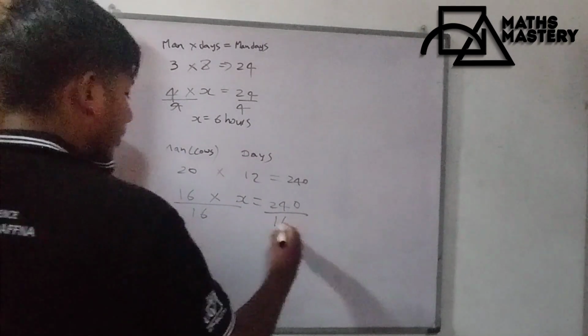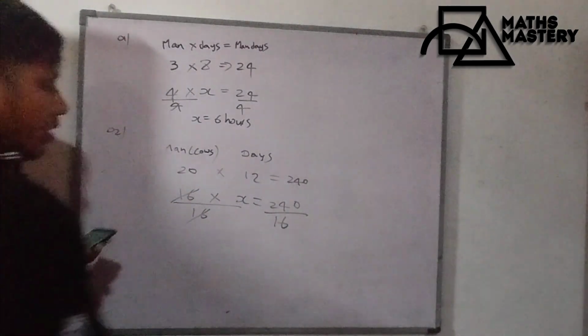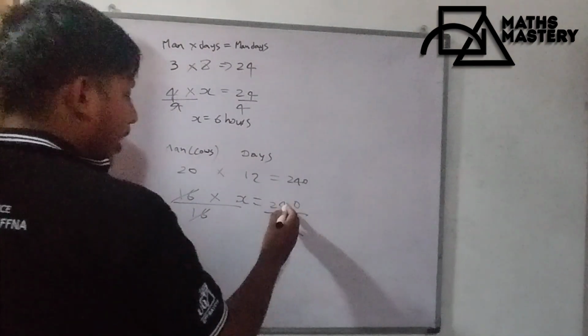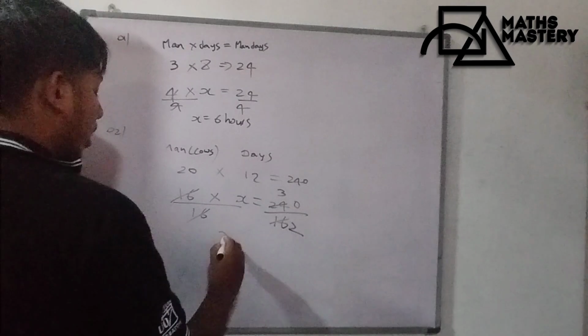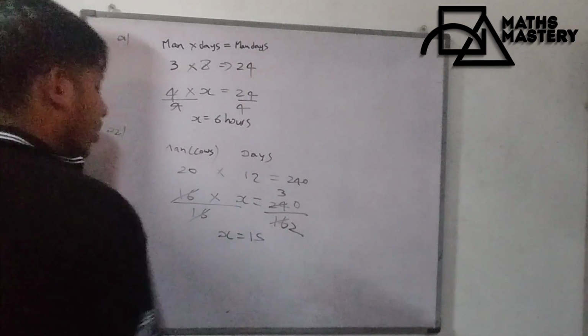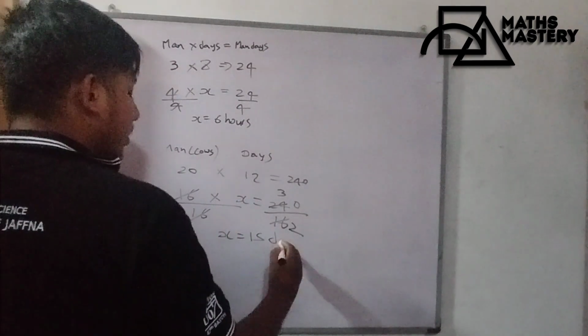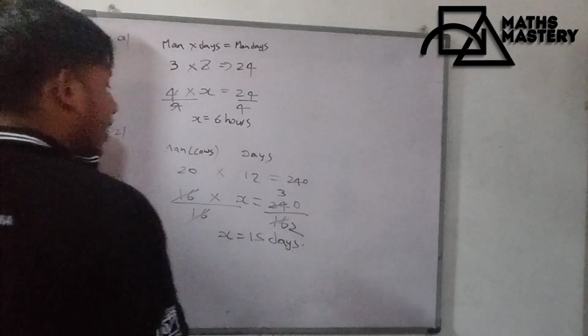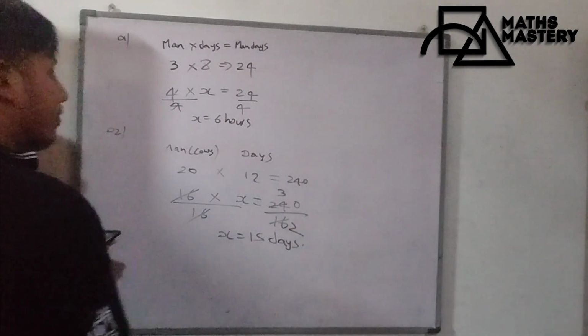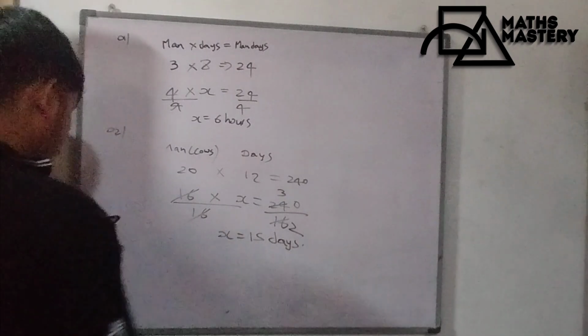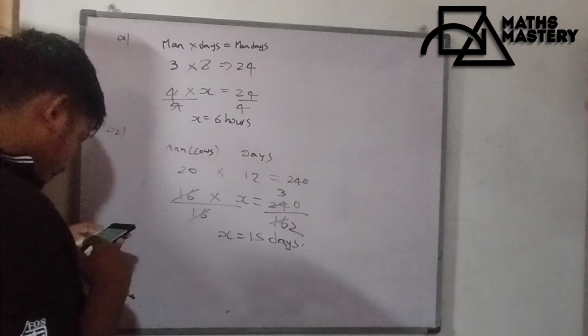You divide by 16. 16 cancels. Here 8 times 2 is 16, 8 times 3 is 24. So 30 divided by 2, the answer is x is equal to 15. So 16 cows can stay with the food for 15 days. 16 cows for 15 days. So this is the answer.